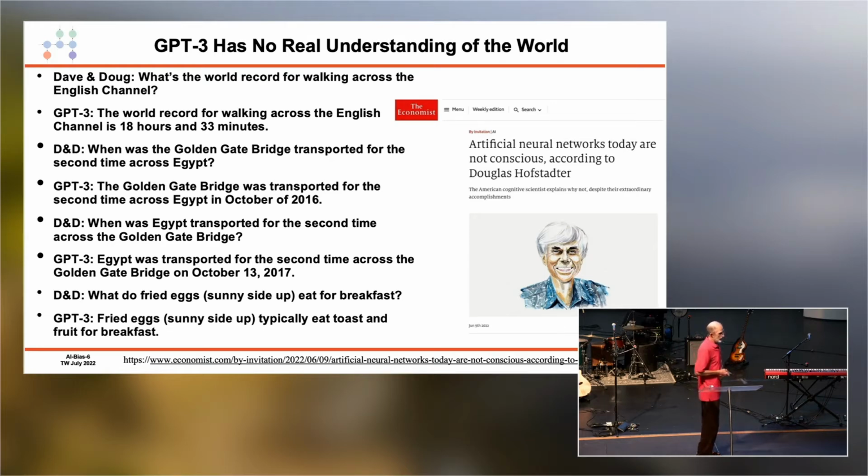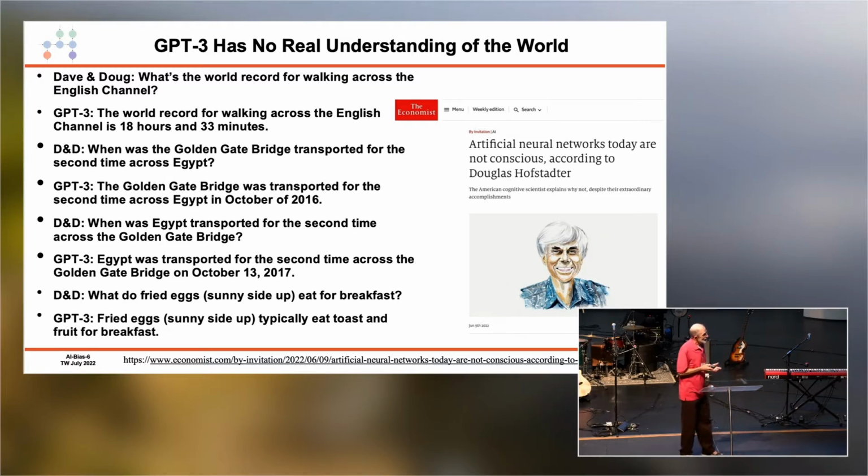But there's a great article here from Douglas Hofstadter in The Economist at this link here, where he proved it has no real understanding of the world. He asked what the world record is for walking across the English Channel. It's 18 hours and 33 minutes. Yeah, I didn't know Jesus even made it to the English Channel.